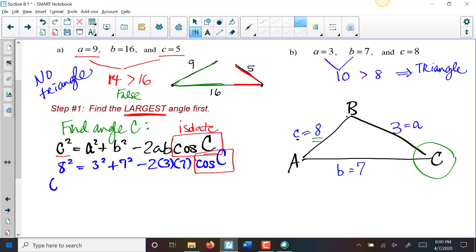All right, so this is 64, this is 9, 49, minus 2 times 3 is 6 times 7 is 42. Okay, so now let's think about this for a second. This is like my variable, so this is my variable term. If the cosine of C was an x, you would isolate this term. So we have a little bit more work to do. 9 plus 49 is 58.